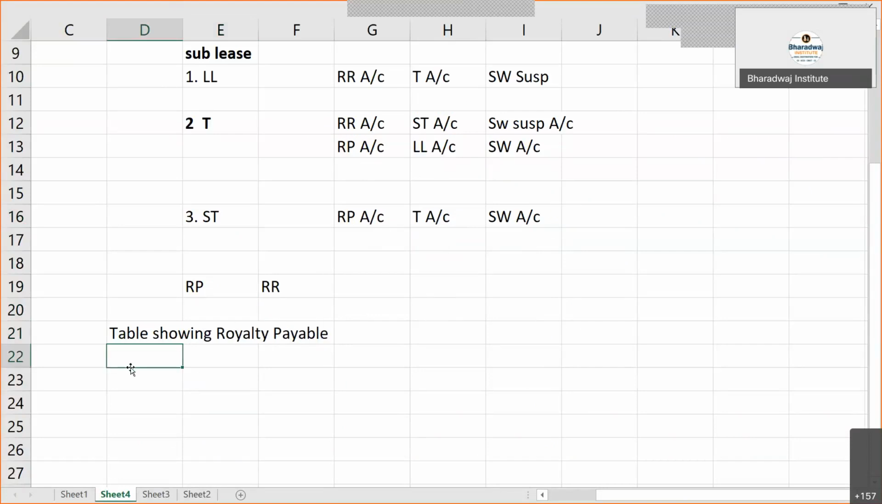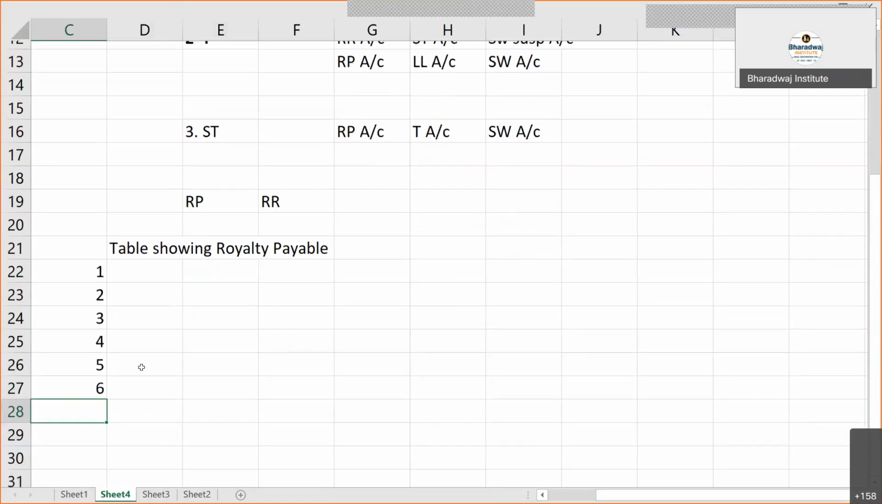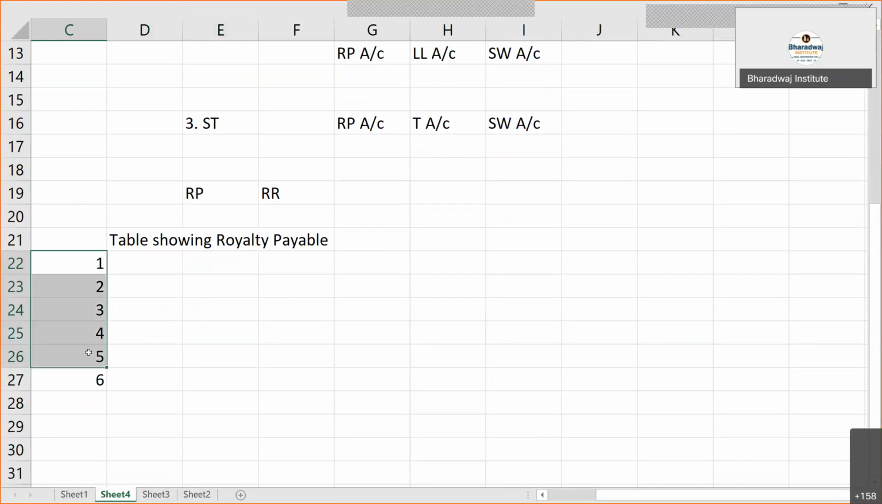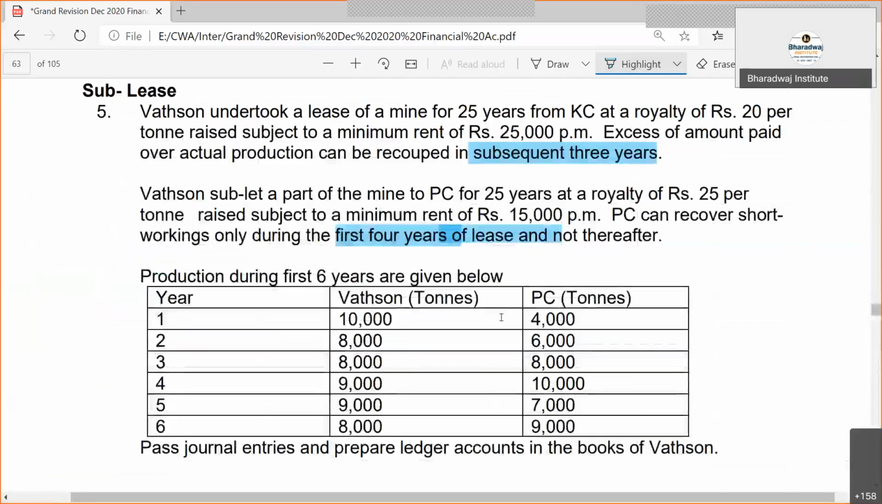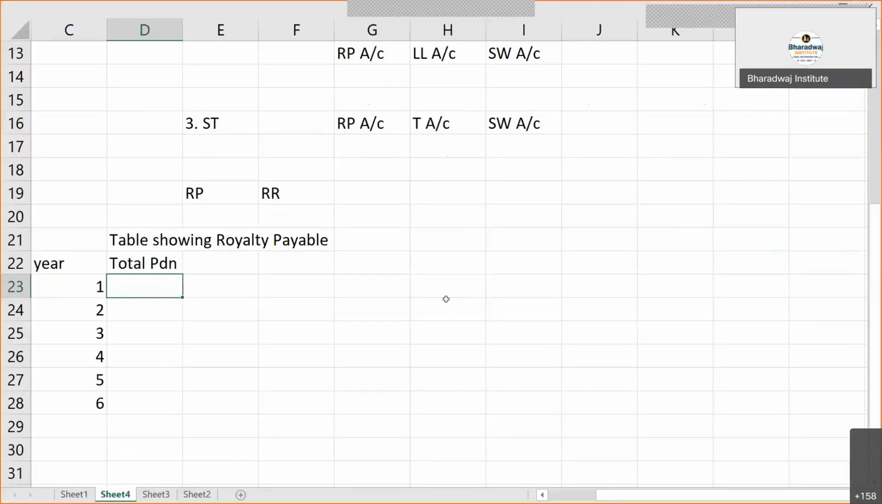Table showing royalty payable. How many years? This is a table. Okay, year. Tell me the total production. What is the total production by tenant and subtenant? 10,000 plus 4,000, 14,000. Add and tell me.